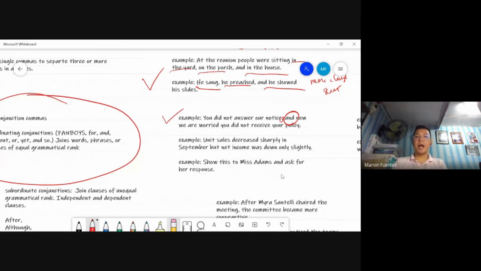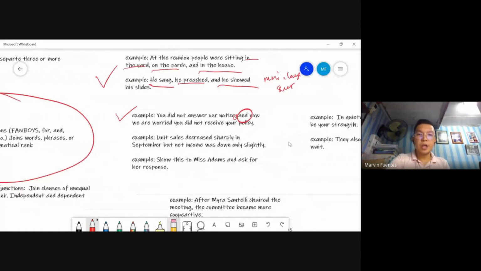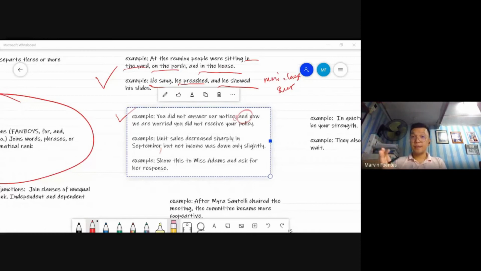Alright? Now, same with this one. You're going to put a comma kasi there is a conjunction of but. If you're going to put this one in form and then remove the but, followed by a period: Unit sales decreased sharply in September, period. That is an independent clause. Net income was down only slightly, period. That is another independent clause. Again, ibalik natin yung but, coordinating conjunction na but plus comma, still, the thought is there.